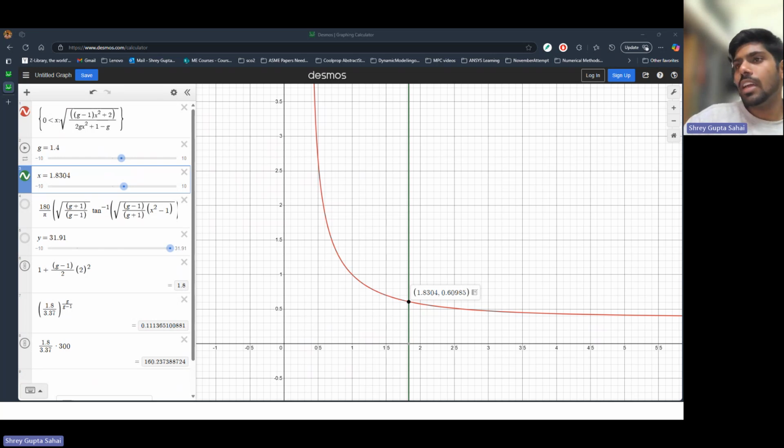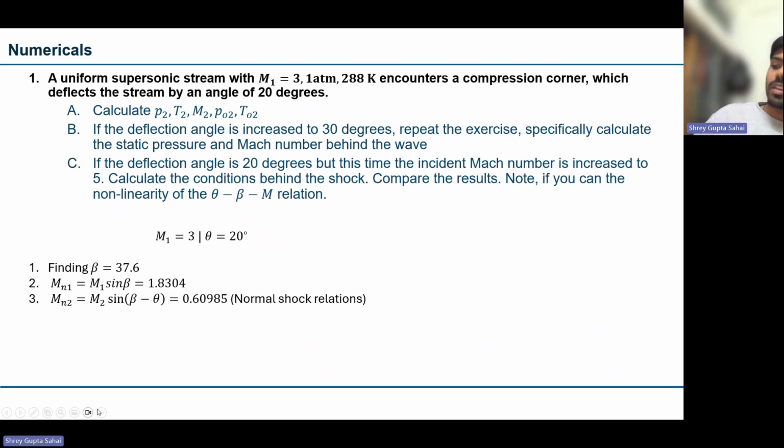0.60985. Generally, I don't prefer using so many significant digits, but in this case, I've seen that you can make some mistakes if you don't consider the required significant digits. So to be on the safe side, I'm taking a lot of significant digits. Sometimes you don't need them, because anyway in the calculations we do in numericals or by hand calculations, you don't need so many.